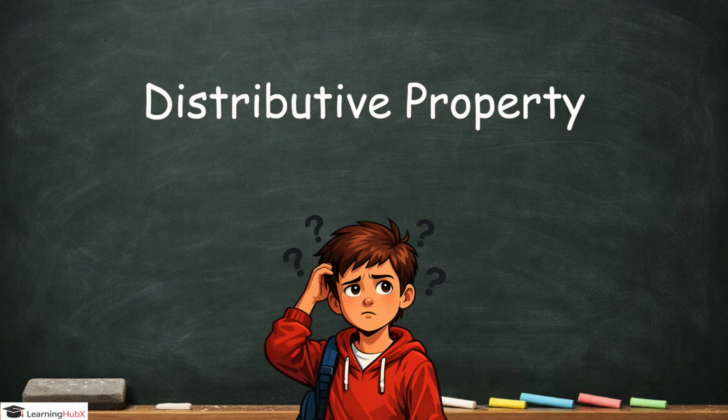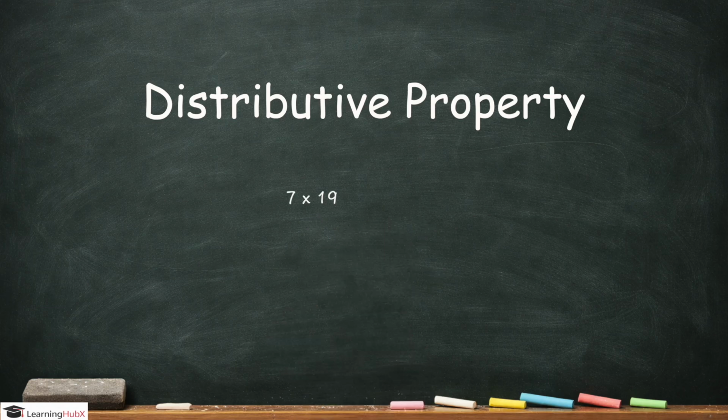So, why do we need the distributive property? Because it helps us turn difficult calculations into easier ones. Let's look at an example. 7 times 19. This looks a bit annoying, but we can rewrite 19 as 20 minus 1. Now use the distributive property. 7 times 19 equals 7 times open bracket, 20 minus 1, close bracket, equals 7 times 20 minus 7 times 1 equals 140 minus 7 equals 133. Much easier than doing 7 times 19 directly.